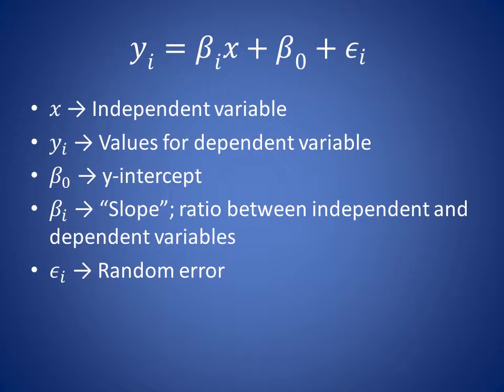The location of each dependent data point y is given as a function of the independent variable x using this formula. Beta naught is the y-intercept of the linear model and is added to the equation for each data point. Each beta value is related to the concept of slope and is essentially the ratio between the dependent and independent variables.